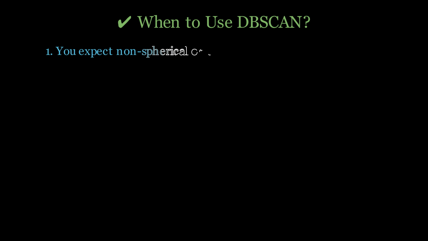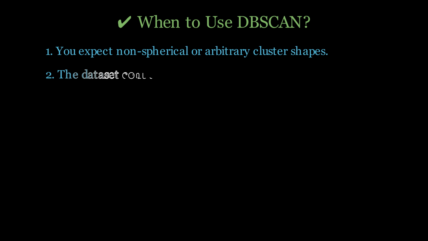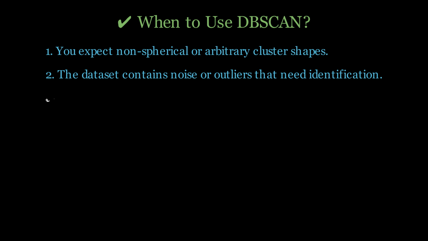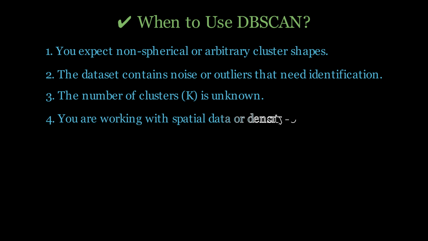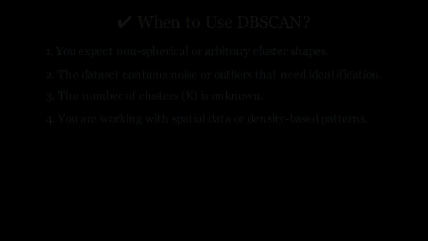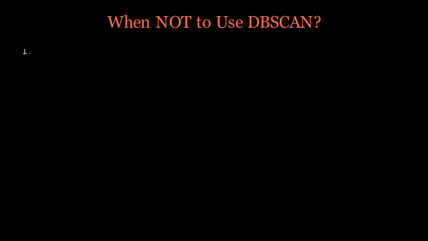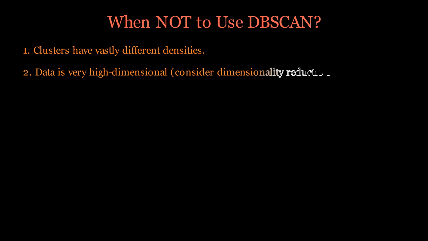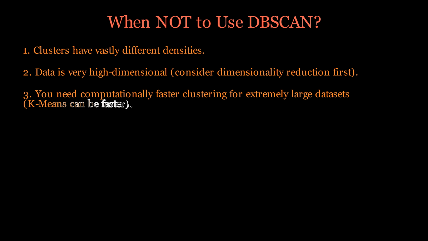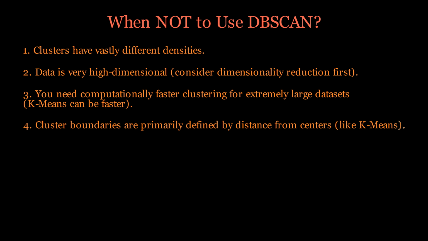Use DBSCAN when you anticipate non-spherical clusters, need to handle noise, don't know the number of clusters beforehand, or are working with spatial data. Avoid DBSCAN if your clusters have very different densities, the data is extremely high-dimensional without pre-processing, or if k-means assumptions, like spherical clusters, fit your data well and speed is critical.